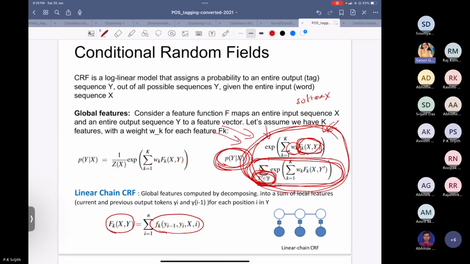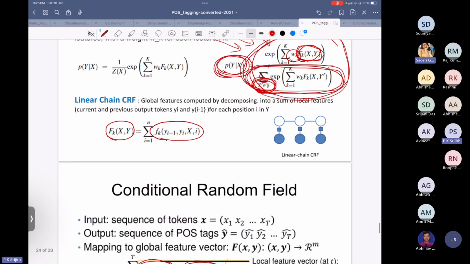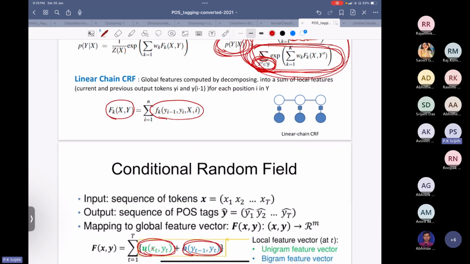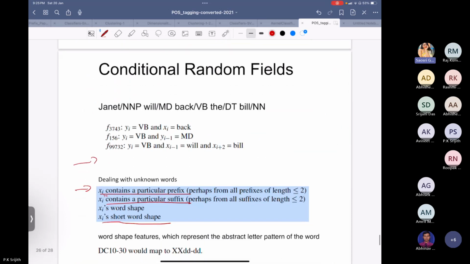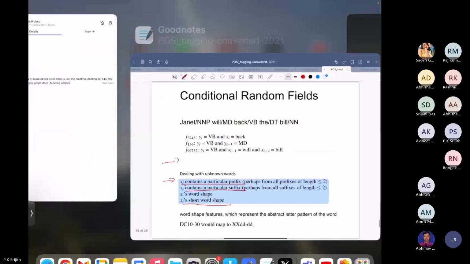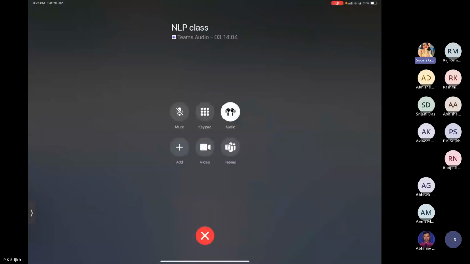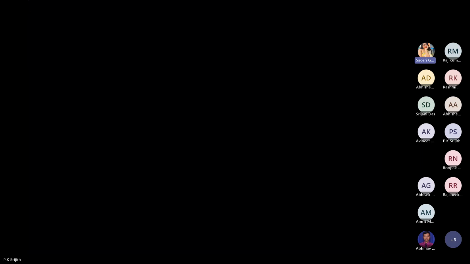Sir, for the slide, will it be available over the Teams? The slides that you have shared, yeah, I will upload in the Teams classroom. And the recordings will be also in Teams, right? We are recording, right? Yes, it will be in Teams. Thank you, sir.